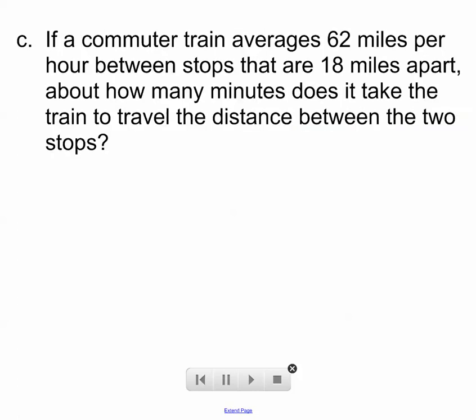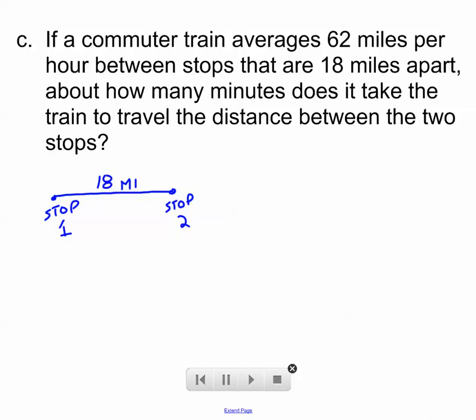If a commuter train averages 62 miles per hour between stops that are 18 miles apart, about how many minutes does it take the train to travel the distance between two stops? All right, well, the first thing I'm going to do is draw just a quick diagram to make sure I'm looking at this right. You got stop one and stop two, and the distance between these two stops is 18 miles. Okay, so we're being asked how long will it take the train to travel 18 miles. That is the distance between two stops.